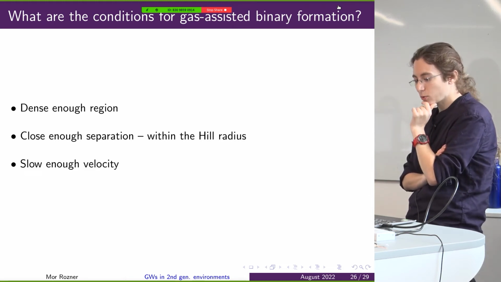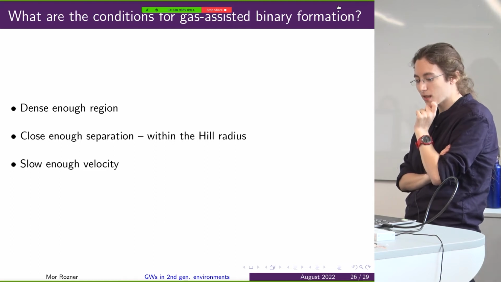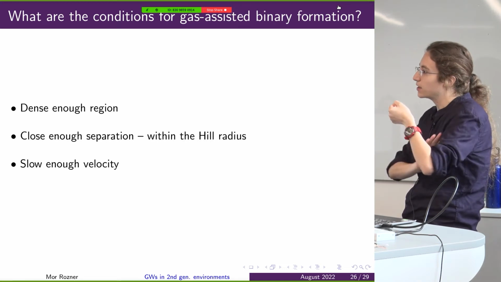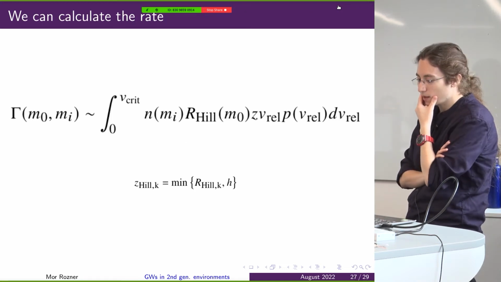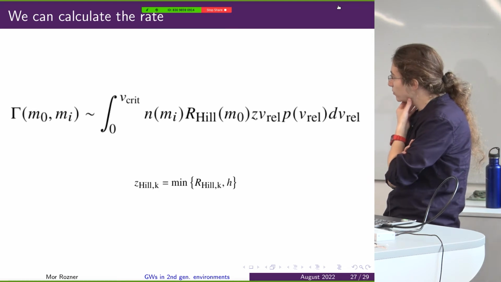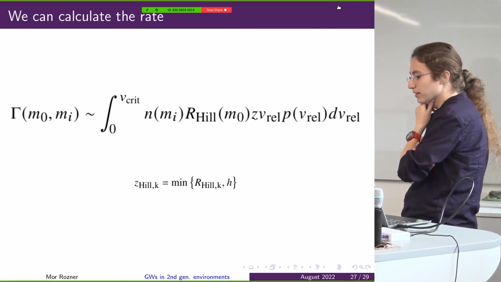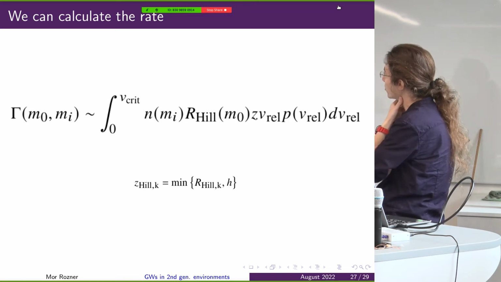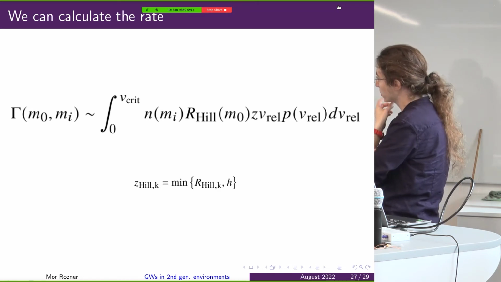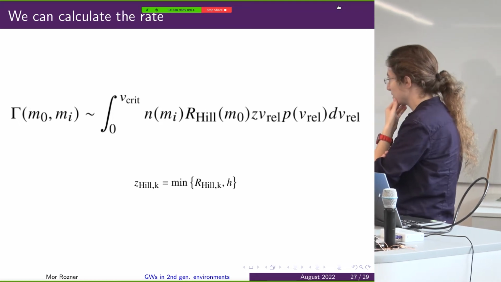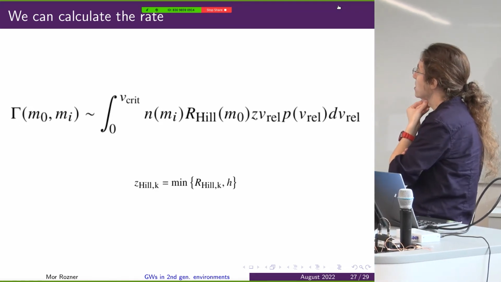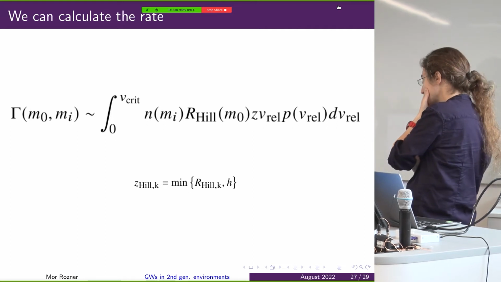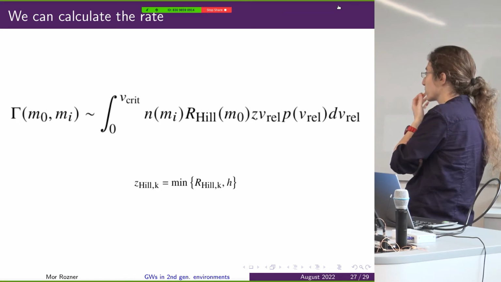So you should have a close enough separation that relates to that, and you should have a slow enough velocity, otherwise they will just fly by each other. And now we could calculate the rate using all the ingredients I told you earlier. So we have the density, that will be n, and the Hill radius, z will be the minimum between those two. In the unfocused case, it will be just the Hill radius squared. And we have the relative velocity between them and the distribution of relative velocities, which we assume to be Maxwellian.